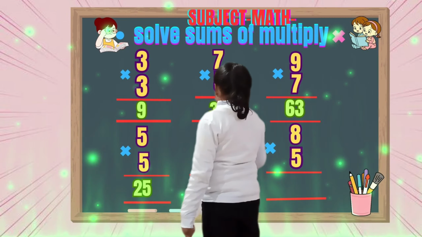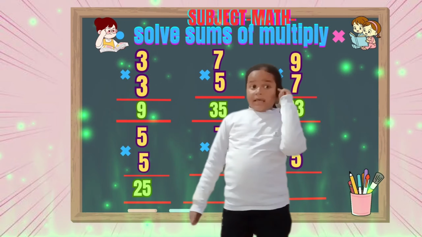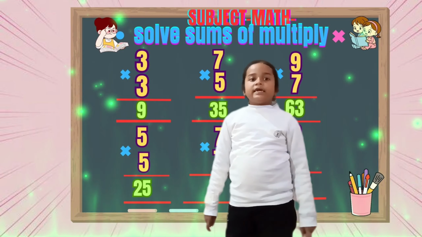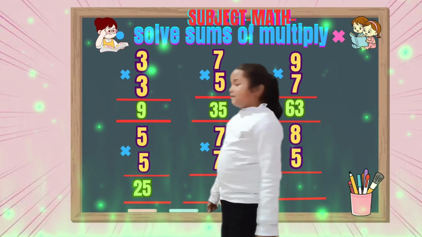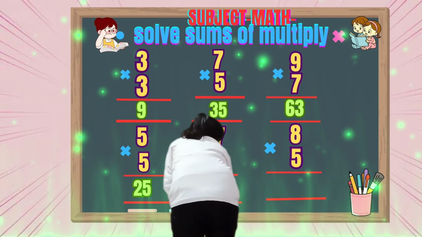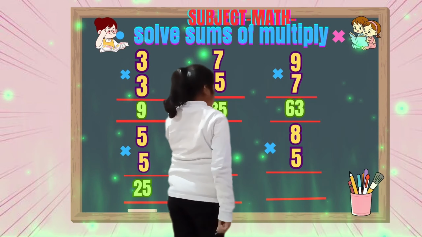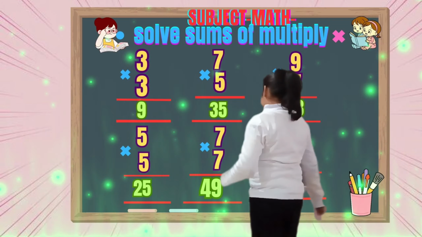Then, kids, 7 7 ja. Guess. Yes, my smart kids. 49. Okay, kids. Okay, I write 49. This is done.